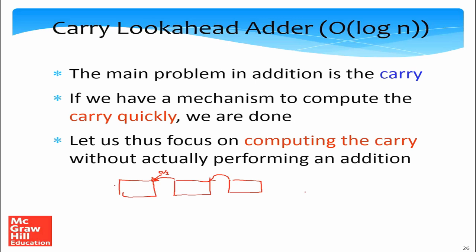Essentially we get a time complexity which is k plus n by k, and we differentiate it and find the optimal value of k to be square root of n, and thus the total time is order of square root of n. But essentially all our benefits came from computing the carry very quickly. So let us thus focus on computing the carry without actually performing the addition if required. Some kind of a shortcut to get rid of this carry business.